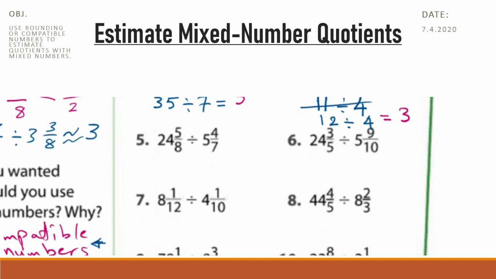Question number 5. 24 and 5/8, this will be 25 because 5 over 8 is more than half. And 4/7 is also more than half. So it's 25 divided by 6. And this is not easy.